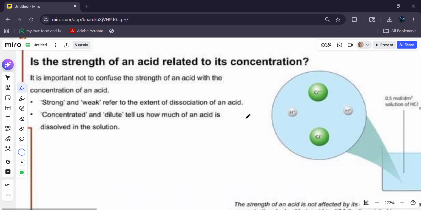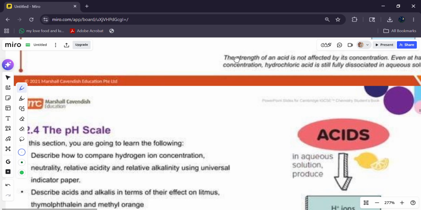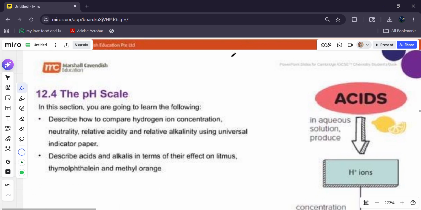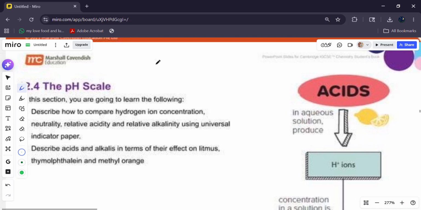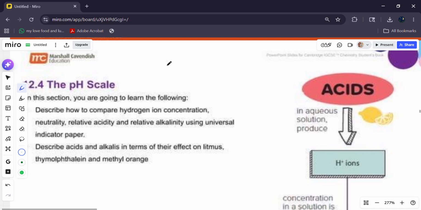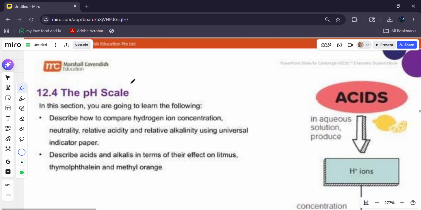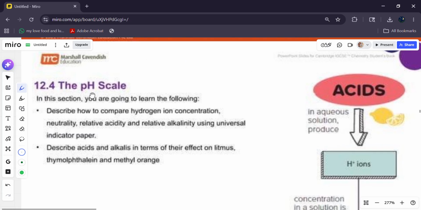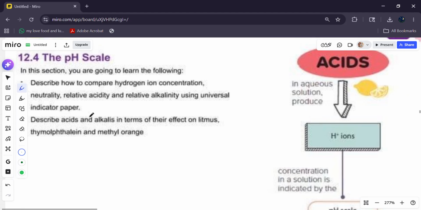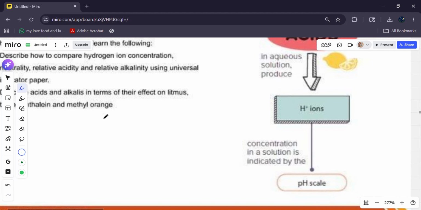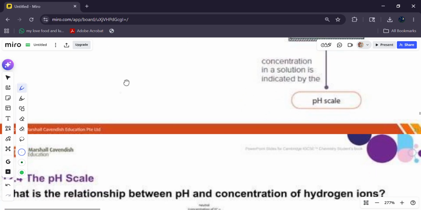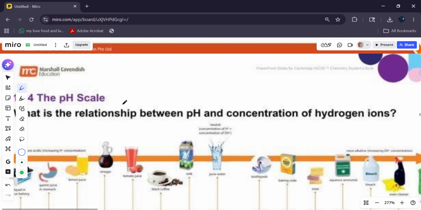Now let's move on to the next section of this chapter, which is the pH scale. In this section, we are going to learn about hydrogen ion concentration, neutrality, relative acidity, and relative alkalinity using universal indicator paper. Here we're going to learn about the pH. This is personally a very interesting section in this chapter, and it's one of my favorites in this chapter. Here we're going to learn about the pH scale.